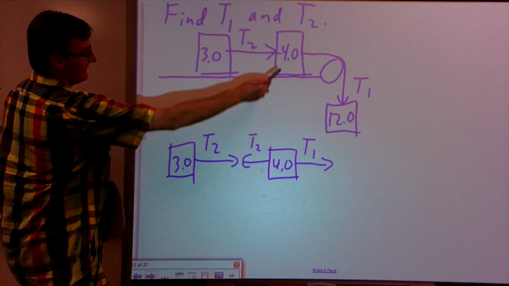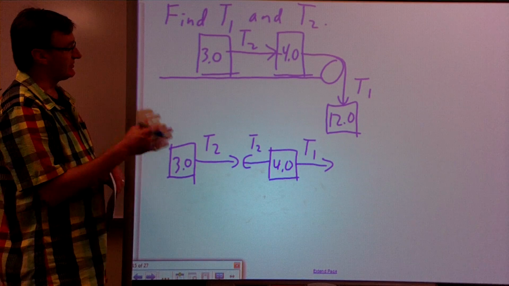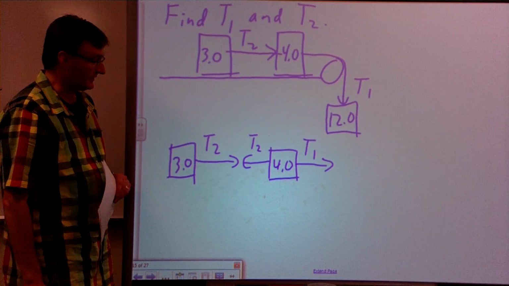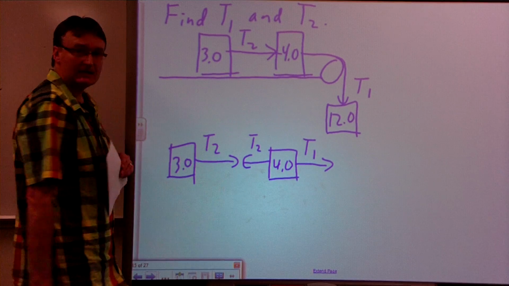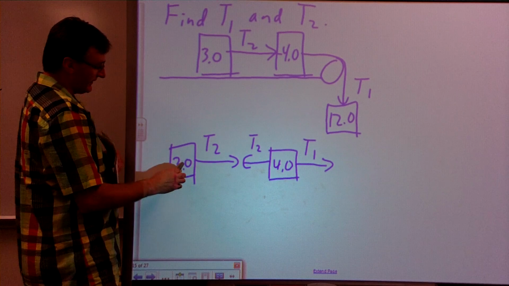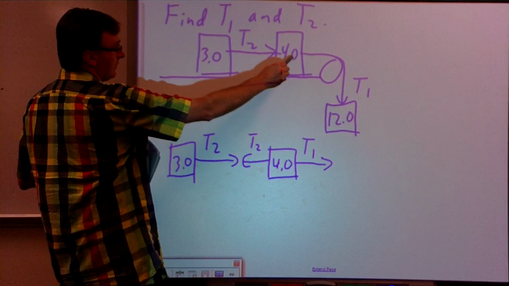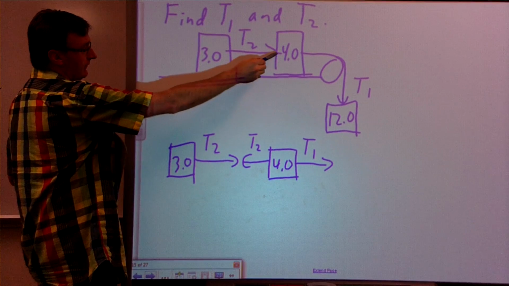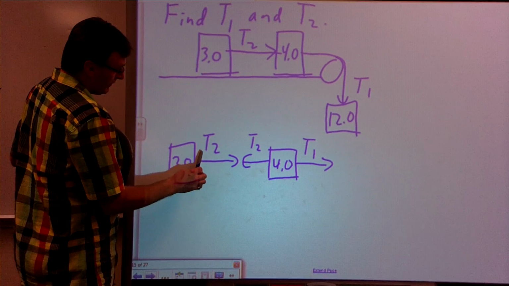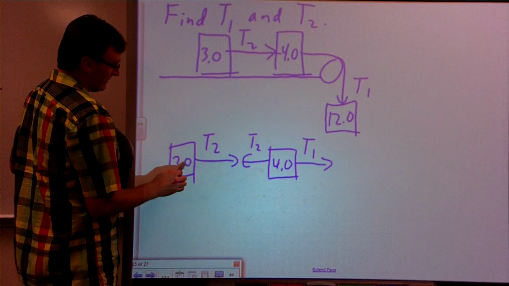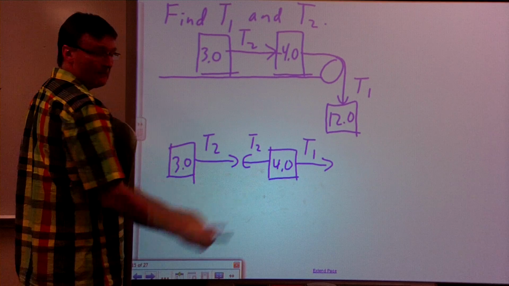Then we take this mass. Now, what I was going to mention with the previous diagram is that when you have a string between masses like so, this one will experience a force in that direction. This one will also experience an equal force, but in the opposite direction. So in other words, we have a T2 going in this direction on this mass, but we also have a T2 going in this direction on this mass.